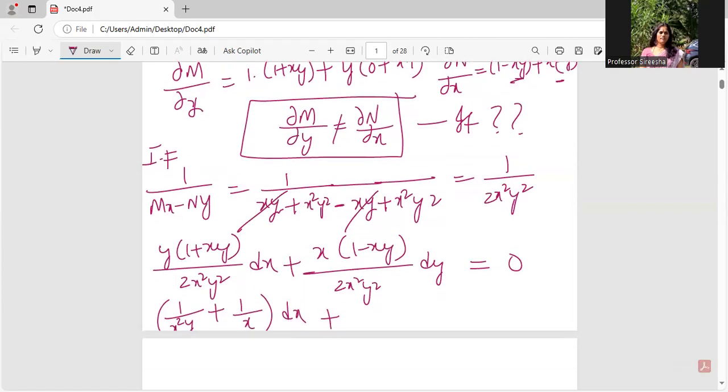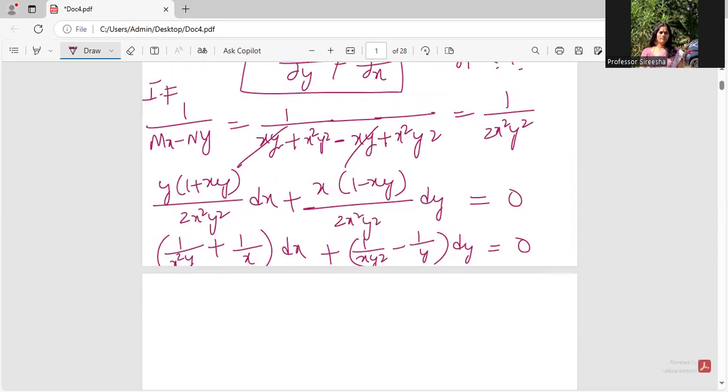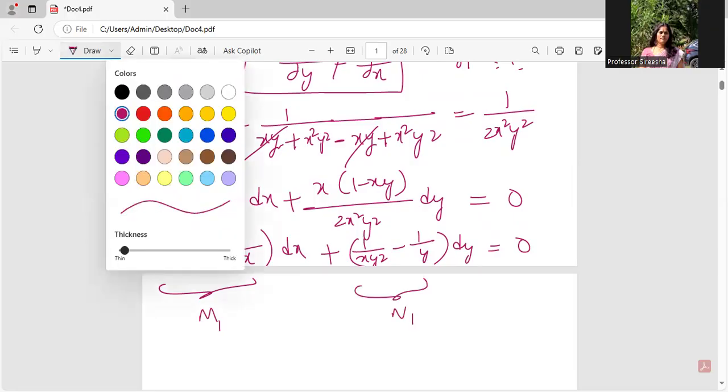Same thing here as well. 2 I pushed that side. So I'll be having 1 by x y squared minus 1 by y into dy, and this is equal to 0. So I can check for exactness as well. This is my M1, this is my N1.